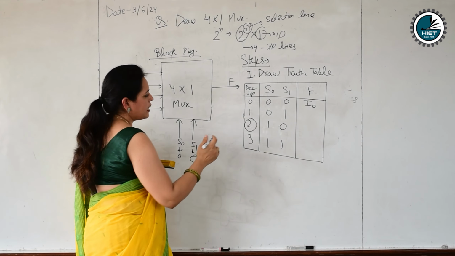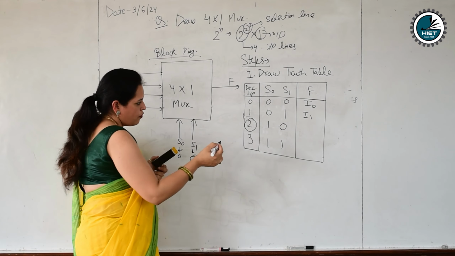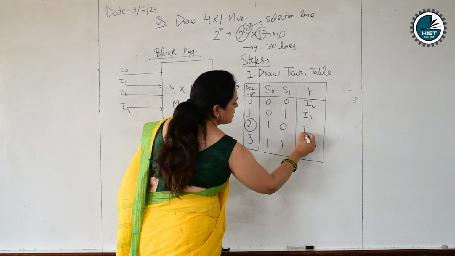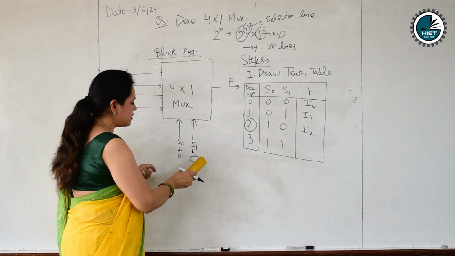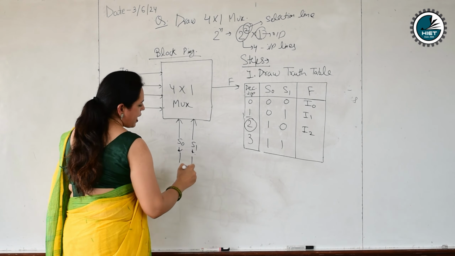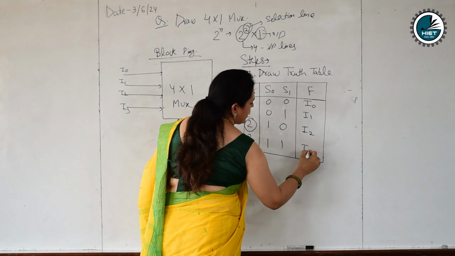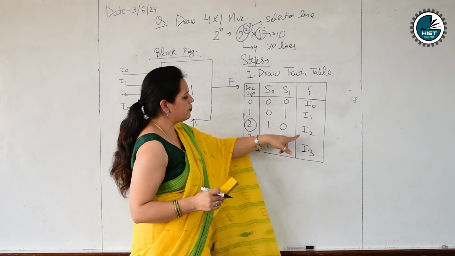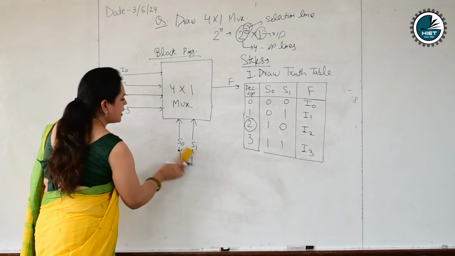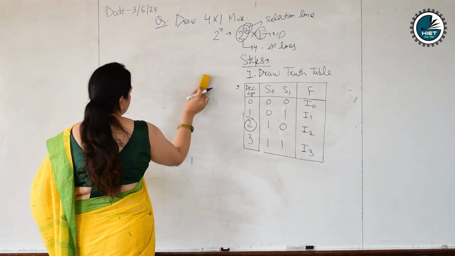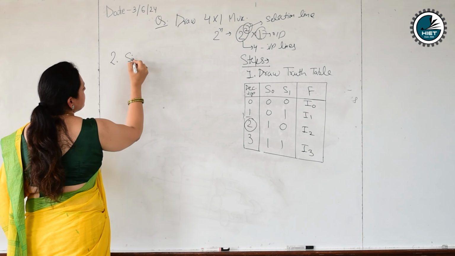Now, when we apply the one input, we get the output I1. When we apply 1 and 0, that means I2, and when we apply 3, that means S0 is equal to 1 and S1 is equal to 1, both selection lines are 1, and we get the output I3. I0, I1, I2 and I3. Clear? Now, this is the first step. Now, what is the second step? Simplify the Boolean equation.